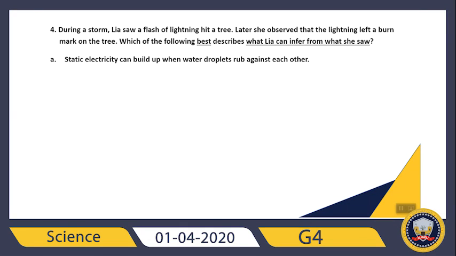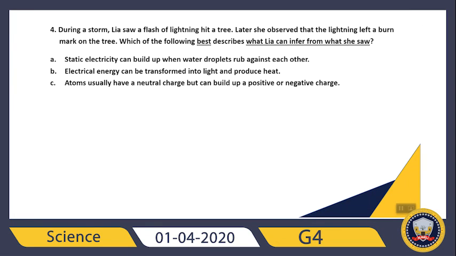Number 1. Static electricity can build up when water droplets rub against each other. Or electrical energy can be transformed into light and produce heat. Or atoms usually have a neutral charge but can build up a positive or negative charge. Or electric current flows steadily along a path. So from what she saw, what can Leah explain? Which sentence best describes what Leah saw?